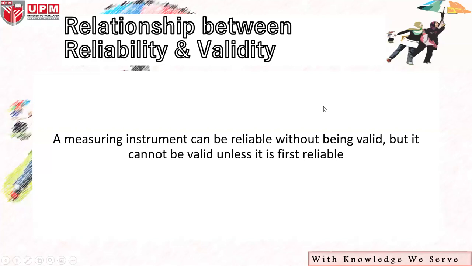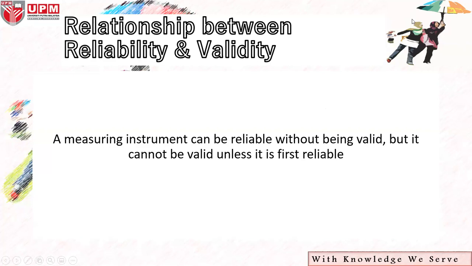Okay, relationship between reliability and validity. So ni saya rasa saya dah tekankan hari tu awal-awal. Okay, a measuring instrument can be reliable without being valid, but it cannot be valid until it is first reliable. Instrument ni kalau dia tak reliable, dia tak akan valid. Okay, kalau dia tak konsisten, dia tak akan valid. Dia tak akan ukur benda yang patut diukur.